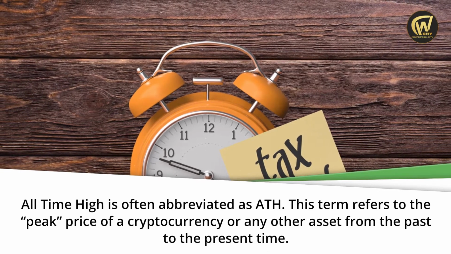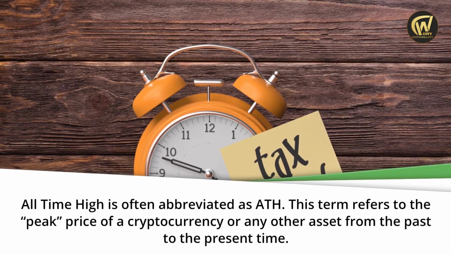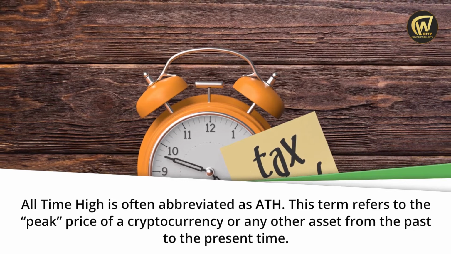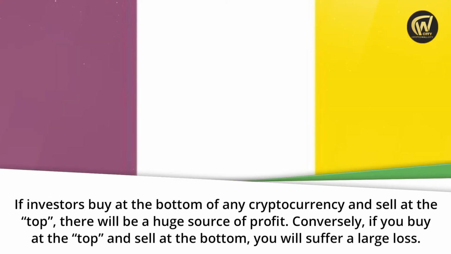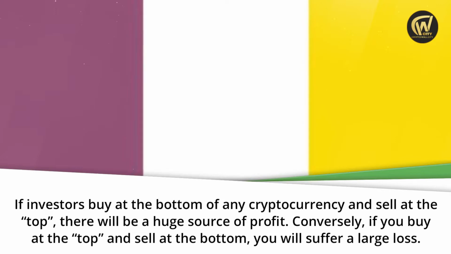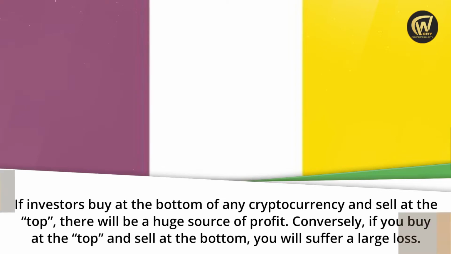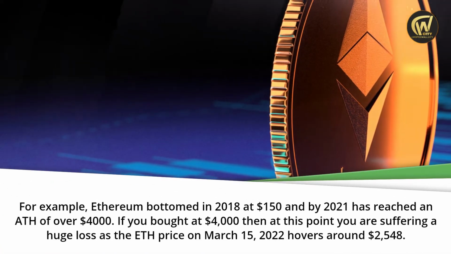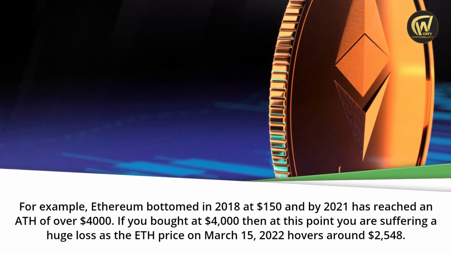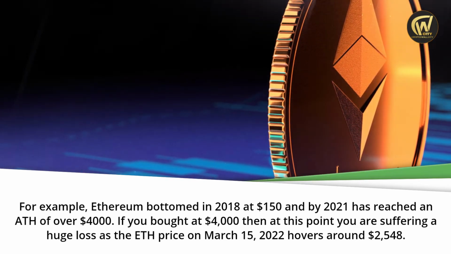This term refers to the peak price of a cryptocurrency or any other asset from the past to the present time. If investors buy at the bottom of any cryptocurrency and sell at the top, there will be a huge source of profit. Conversely, if you buy at the top and sell at the bottom, you will suffer a large loss. For example, Ethereum bottomed in 2018 at $150 and by 2021 has reached an ATH of over $4,000.